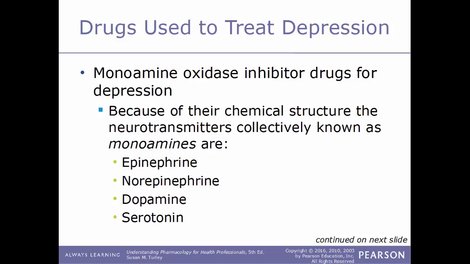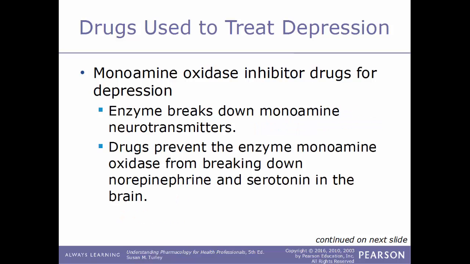Because of their chemical structure, some neurotransmitters are collectively known as monoamines, and those include epinephrine, norepinephrine, dopamine, and serotonin. So the enzyme monoamine oxidase breaks down those particular types of neurotransmitters. So monoamine oxidase inhibitors will prevent that enzyme from breaking down norepinephrine and serotonin within the brain.